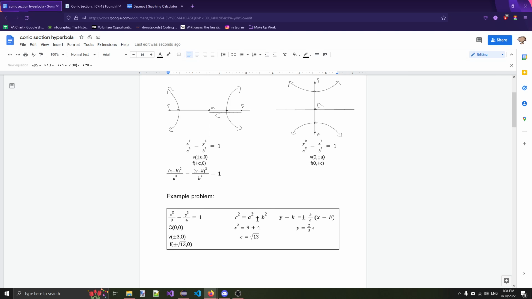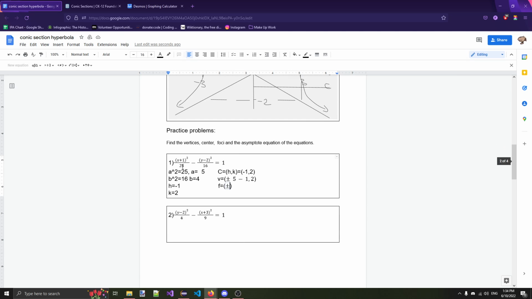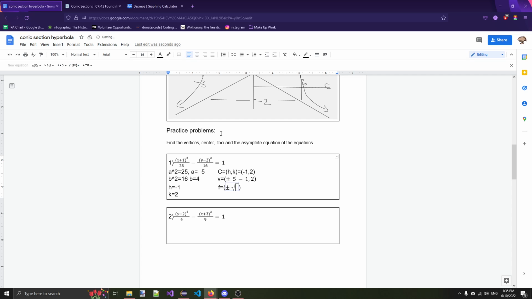c squared equals a squared plus b squared. What's c squared? Well, c squared is 25 plus 16. What's 25 plus 16? That's right, it's 41. Is it 41? It's 41. Yep. I can do math in my head. So, it's c that we're looking for, so it's actually the square root of 41.